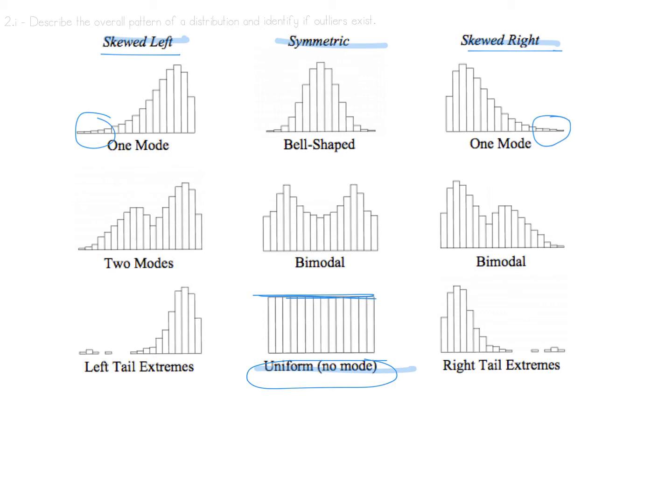I do want to show you bimodal, 2 modes, things like that. So mode is the number that occurs the most. This is a 1 mode, meaning it has 1 peak. Bimodal means that it has 2 peaks. So I can see 2 peaks skewed left, 2 peaks that's symmetric, 2 peaks that are skewed right. And then these left tail extremes, right tail extremes, that's where we just have outliers. So they're going to be still skewed left and skewed right. But the biggest thing you need from this are these 4 to be able to recognize that shape.